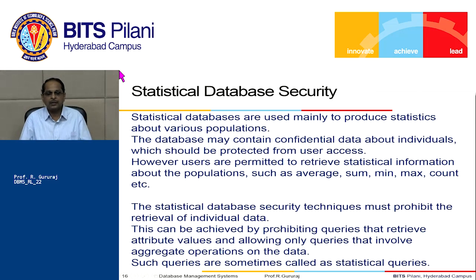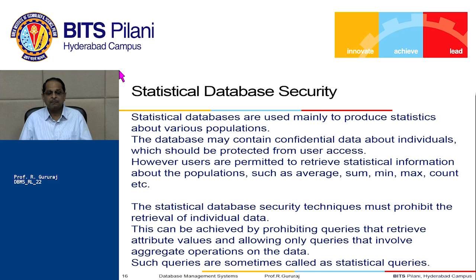Now let us look at the statistical databases and the security in such databases. Statistical databases are used mainly to produce statistics about various populations. For example, demographic data of households and huge populations, or the health related records of individuals, or the income related information or data available.